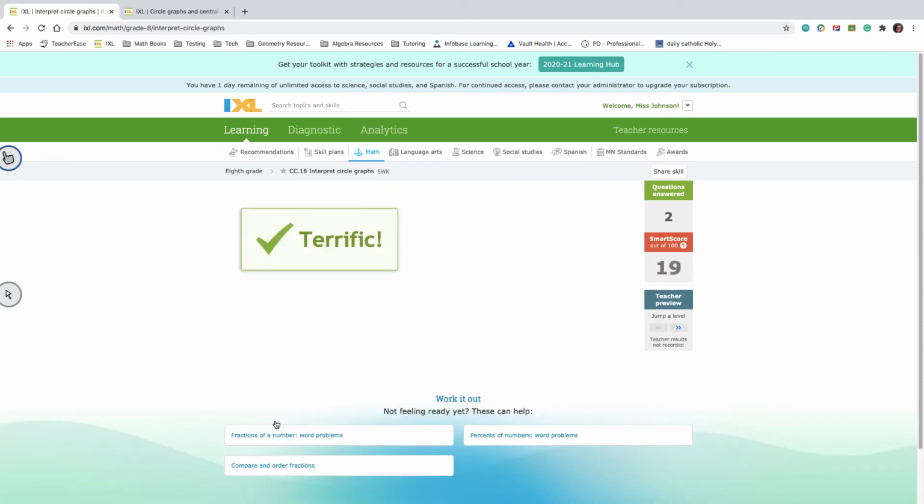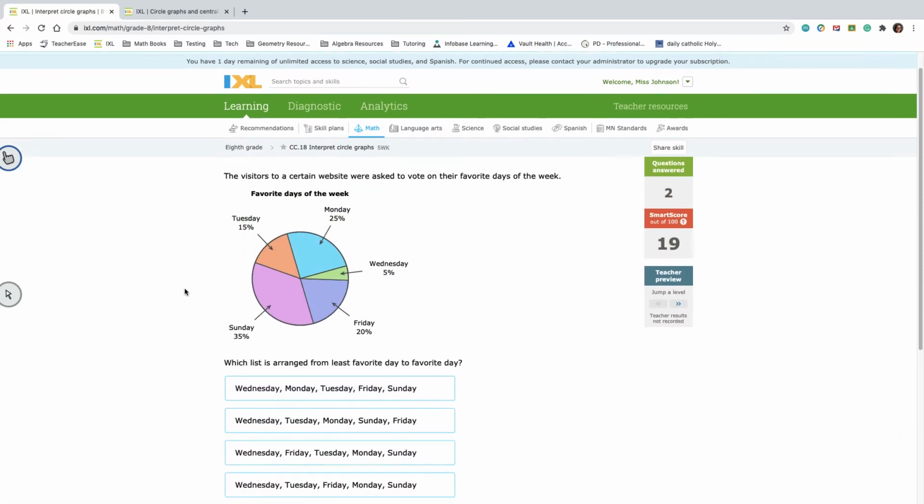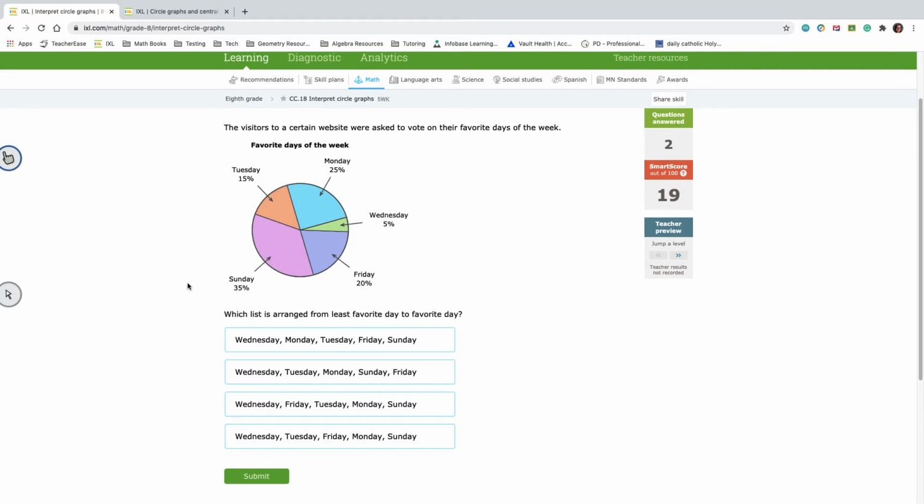So I'd hit submit. Then I have the visitors to a certain website who were asked to vote on their favorite days of the week. We have Monday, Tuesday, Wednesday, Thursday. Oh, no Thursday. Friday and Sunday. The directions say which list is arranged from least favorite day to favorite day. So my least favorite day is Wednesday. They all start with Wednesday. Then the next would be Tuesday.